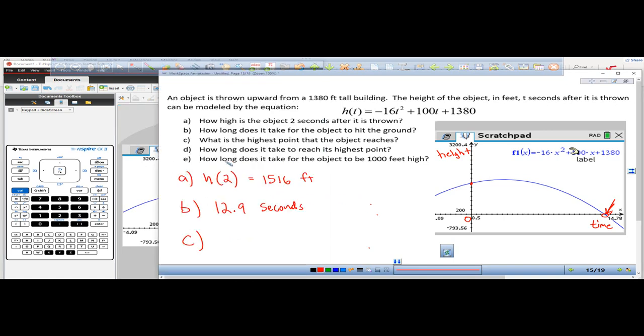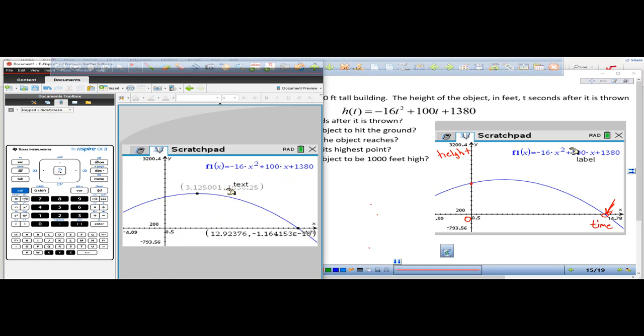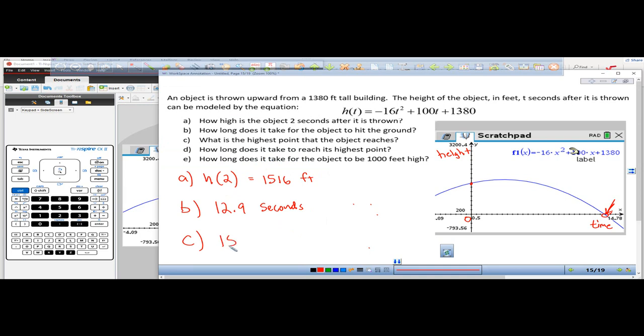So now you need to know, if it's asking what is the highest point, is that the x value or the y value? If it's asking what is the highest point, that means what's the height? What's the highest height that the object gets to? So you have to understand that's the y value of the vertex, because the y-axis, remember, is the height. So the height right here is 1,536. You could round to 1 decimal if you want. And then that's in feet.